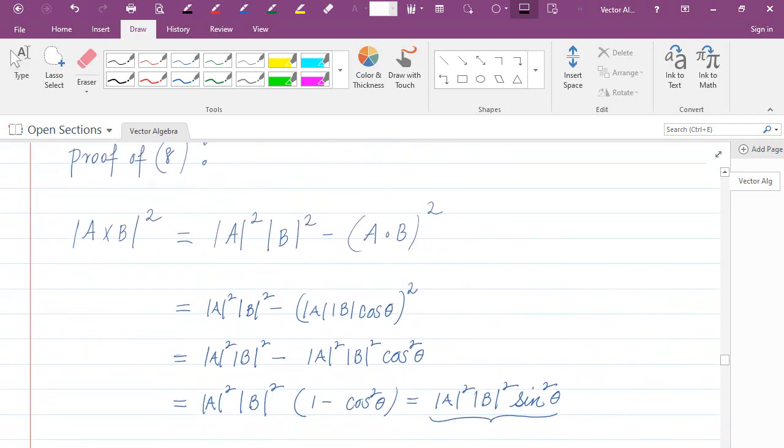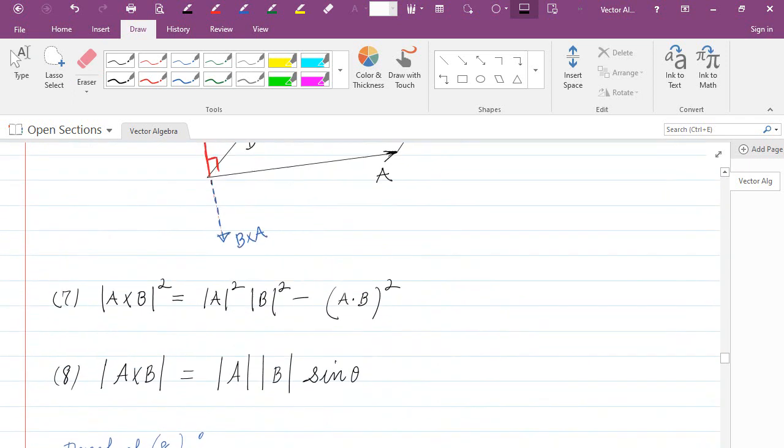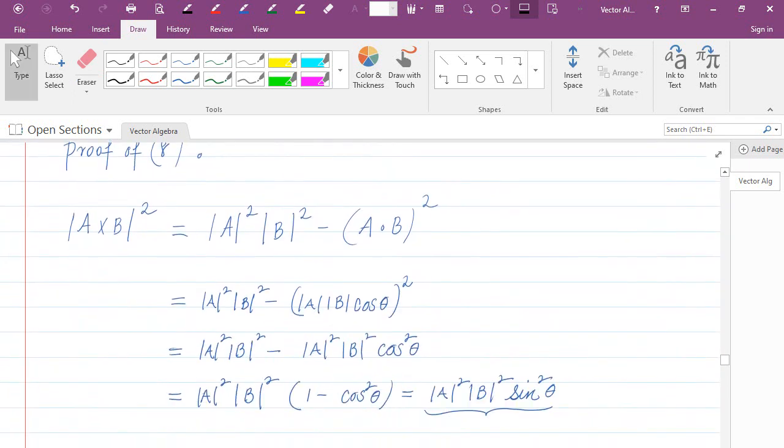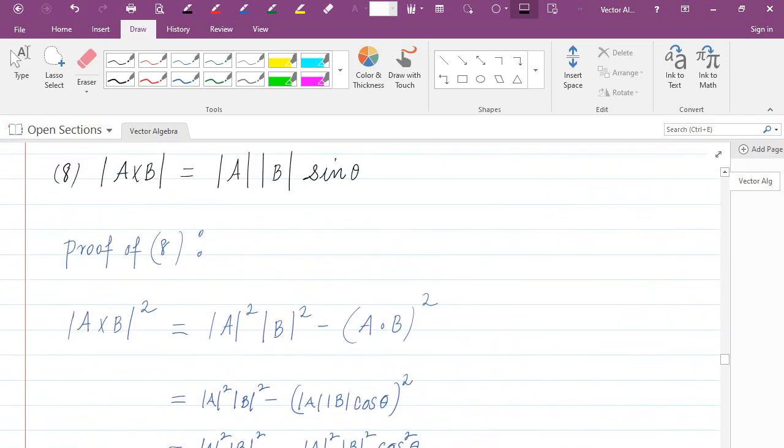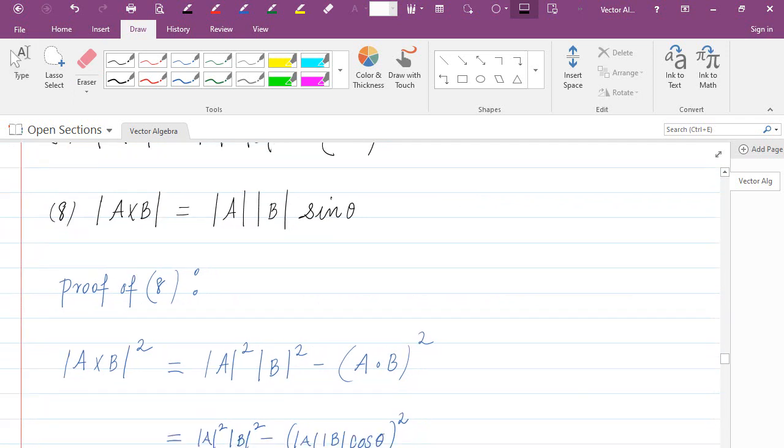Okay, so I'm going to stop here. These are the 8 properties of the cross product. In the next video, we will see how property number 8 gives us a nice geometric interpretation of the cross product.